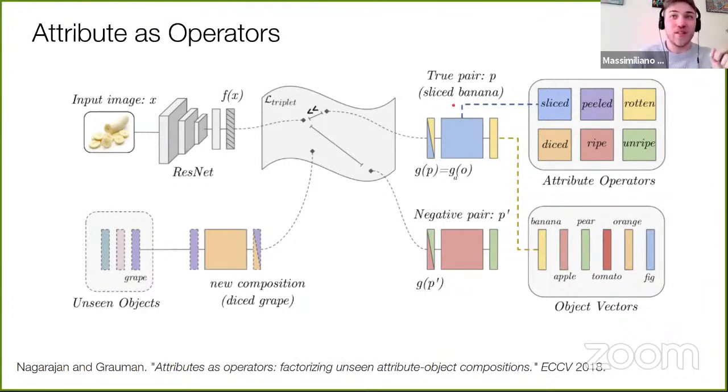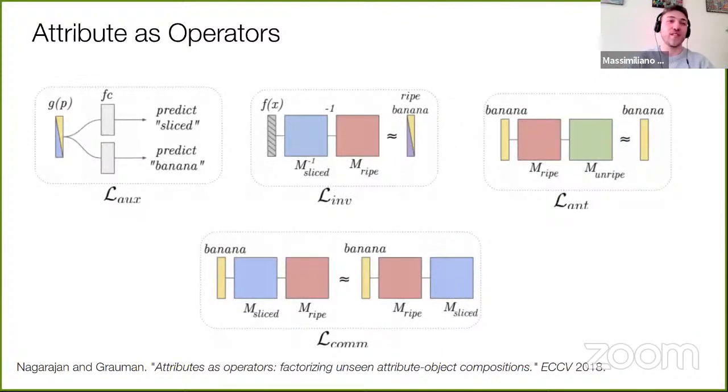One cool thing about this is that since now states are operators acting on objects, you can really enforce that these operators are doing the right thing in the compositional space. What do I mean? Well, you can enforce different properties. The first, of course, can be that if you take the joint representation of sliced and banana, you're actually able to predict both sliced and banana independently from this joint representation.